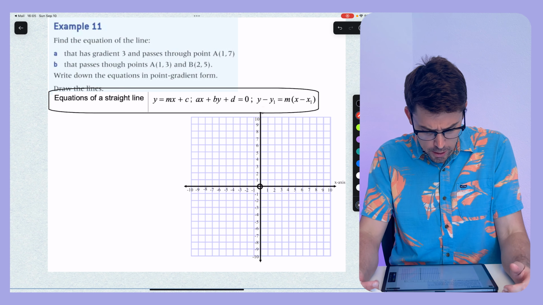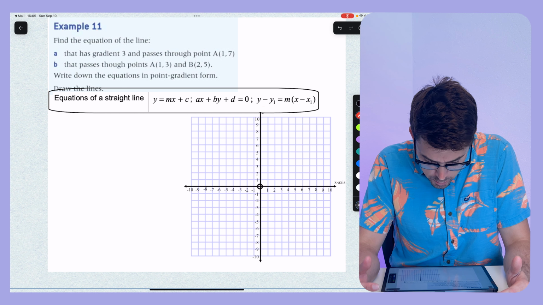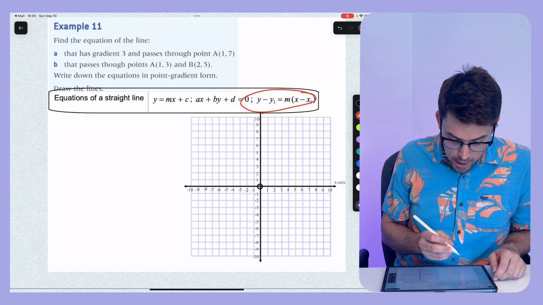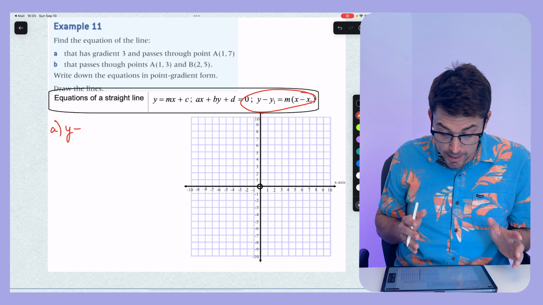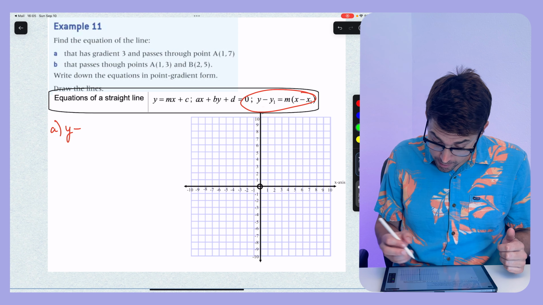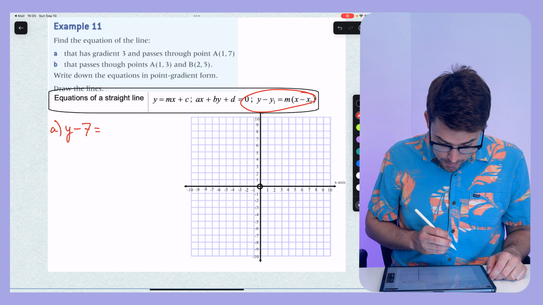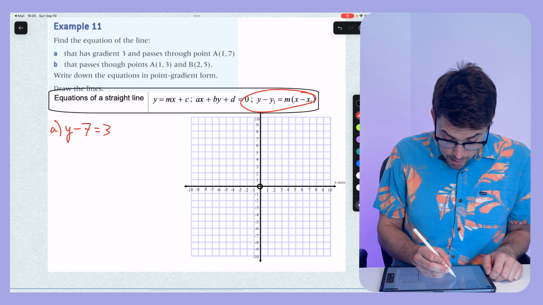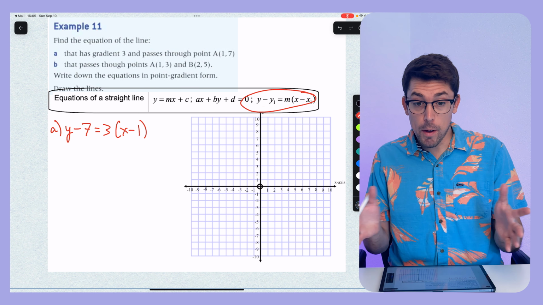So if we have an equation of a line and it has a gradient of 3, it's going to pass through the point A, which is (1, 7). So we're going to use the point slope form here to see how this works. We want to find the equation of this line. Well, what I'm going to do is have y minus y1. In this case, my y1 is just 7. So I have y minus 7 equals my slope, which is going to be 3, and then I'll have x minus my x1, which in this case is just 1. And there we have it.